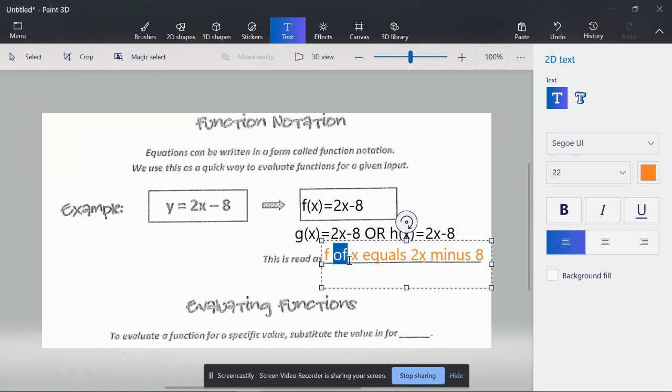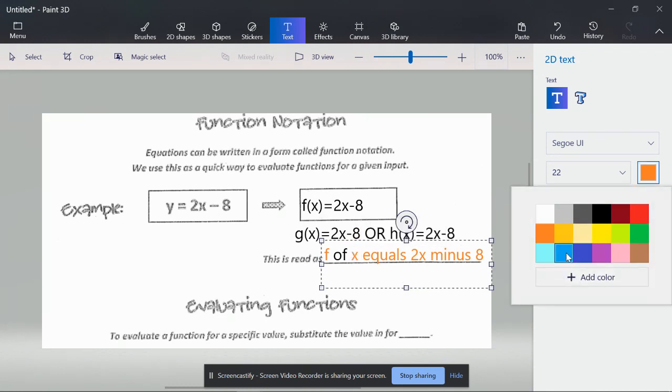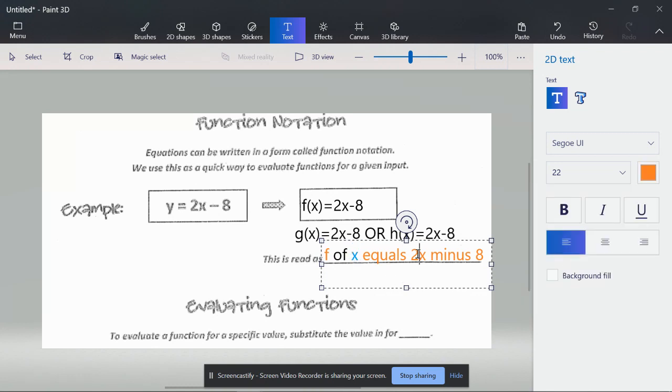The of is our parentheses. We can make that a different color. The of is the parentheses, and then the x is that x right in there. So f of x equals 2x minus 8. And you would read these as g of x. So f represents the letter, of represents the parentheses, and x represents the x.